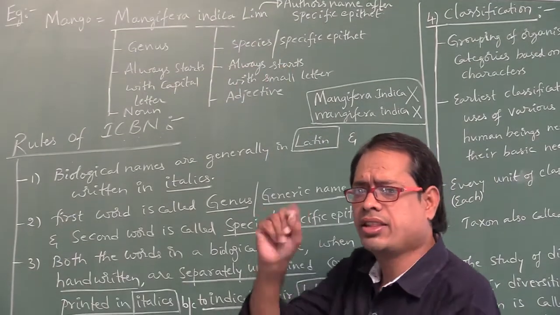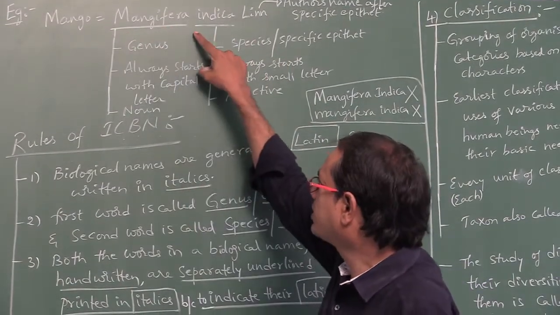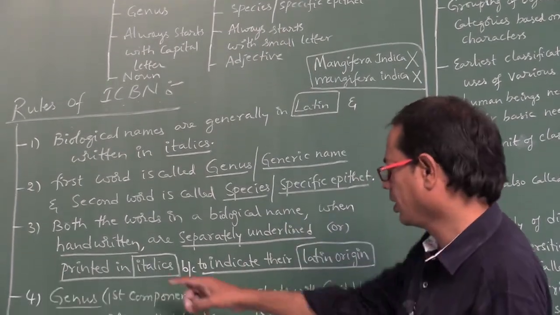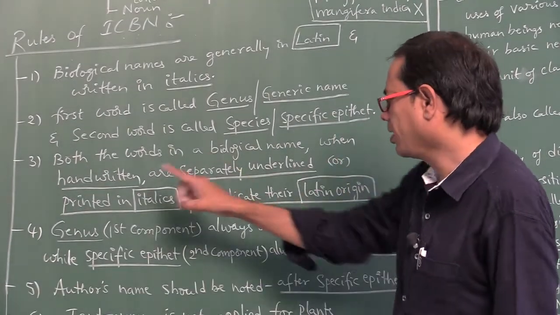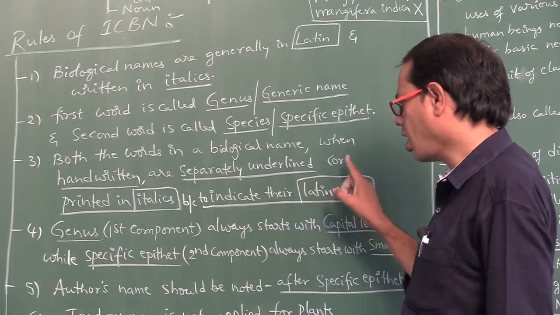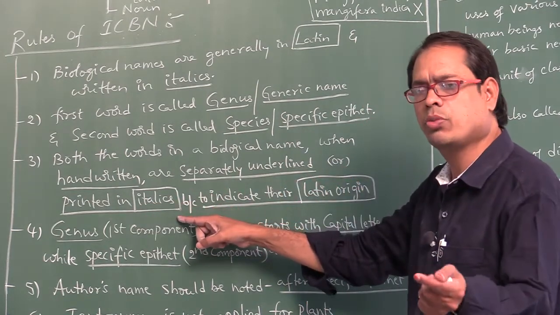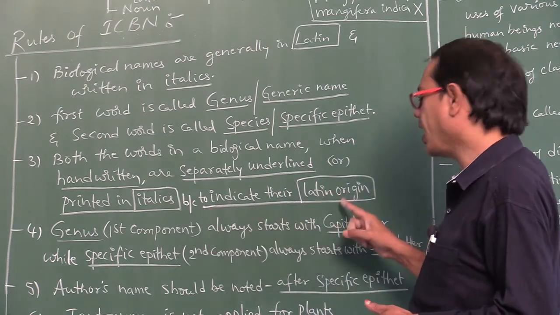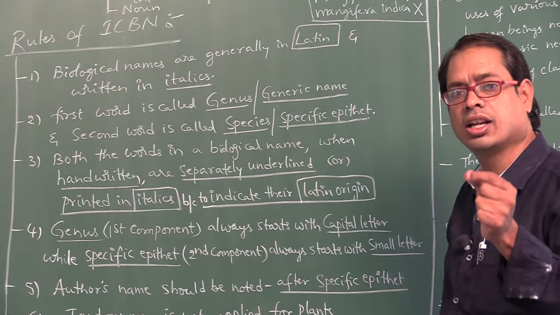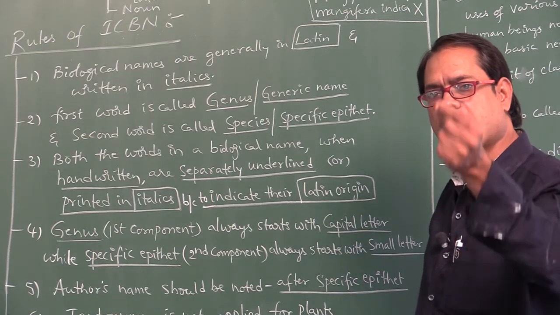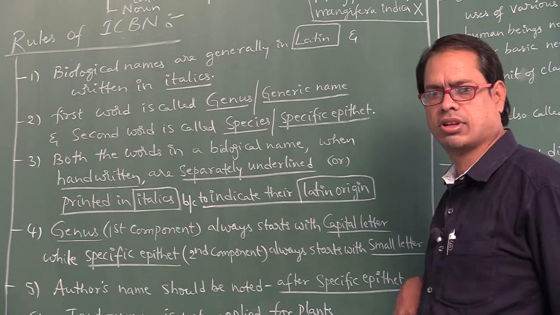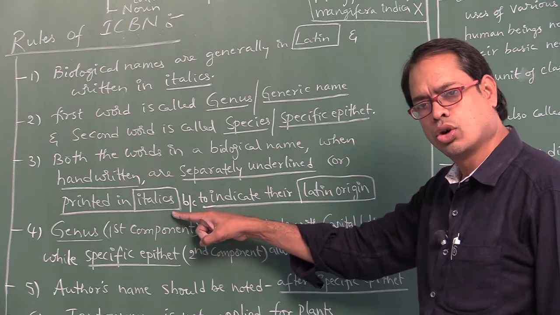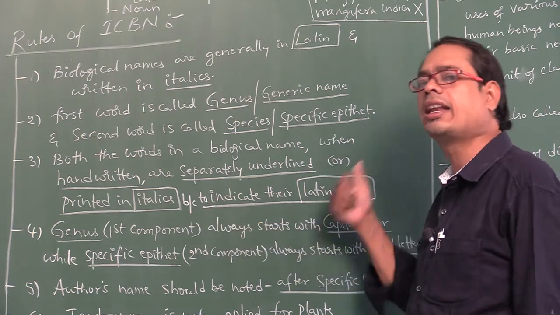So when they are handwritten, they should be separately underlined. When they are printed, they should be in italics. Why italics? Because to indicate their Latin language. That means if the words are in italics, these are derived from Latin origin, Latin language.